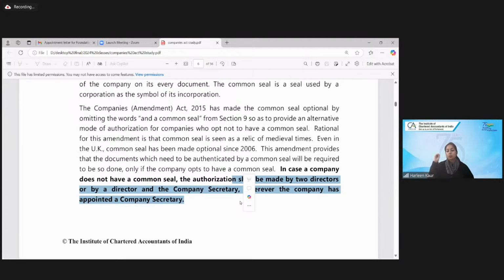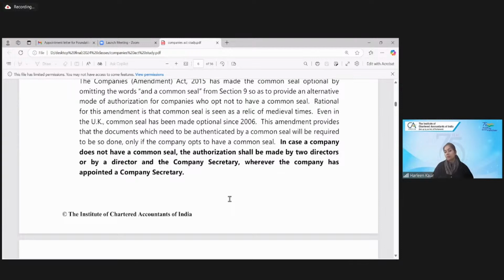But at least 2 directors, or if 1 director is signing and 1 company secretary is signing, then also the common seal condition is fulfilled. So it says all the documents shall be authenticated. Authenticated means they should be approved, they should be signed.